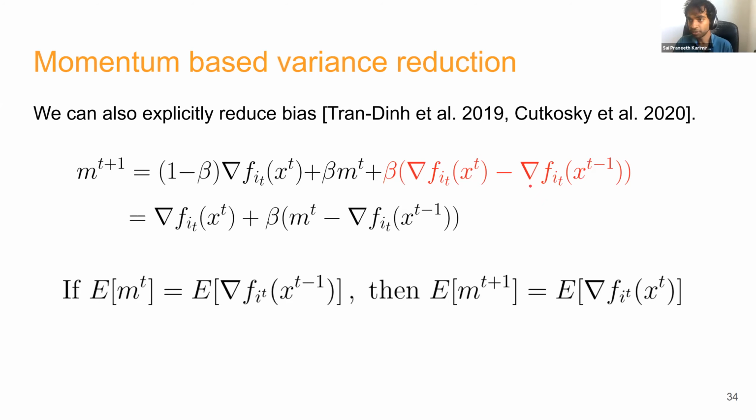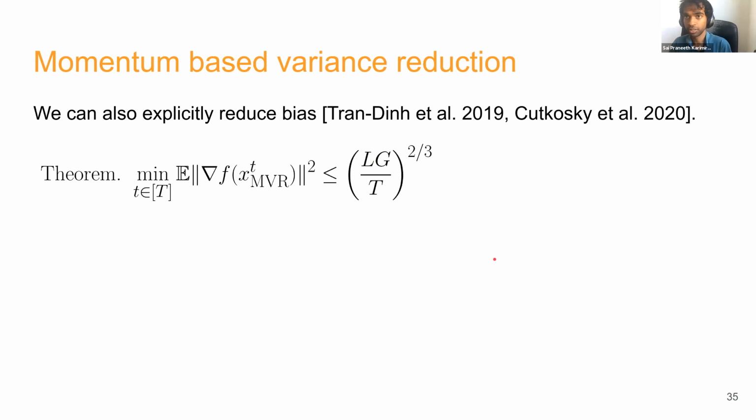So especially if you think that xt and xt minus 1 are very close to each other, and your function is smooth, then this term you can bound by smoothness. So you've added a very small term. You haven't really increased the variance by a lot, but you've managed to debias the update. And so with this, you can actually prove that it has a much better convergence rate.